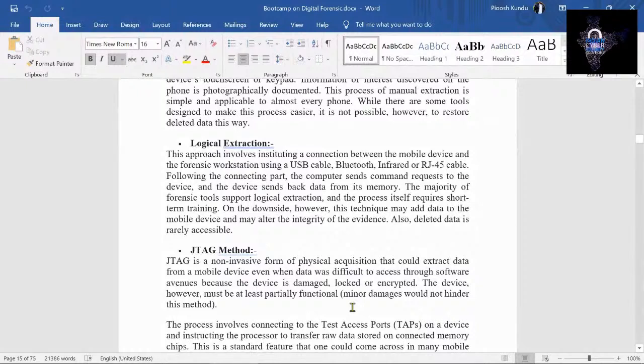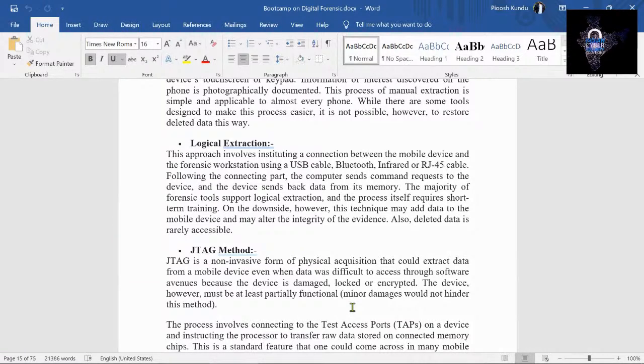The majority of devices are supported by forensic tools for logical extraction, and the process itself requires only short-term training. On the downside, however, the data added to the mobile devices may alter the integrity of the evidence, and also the data is rarely accessible.